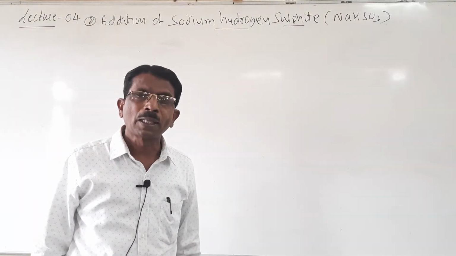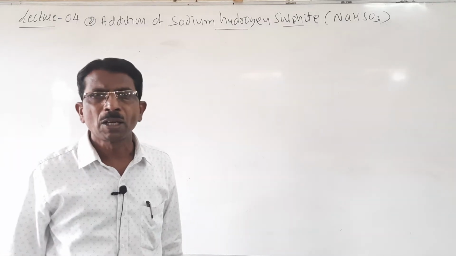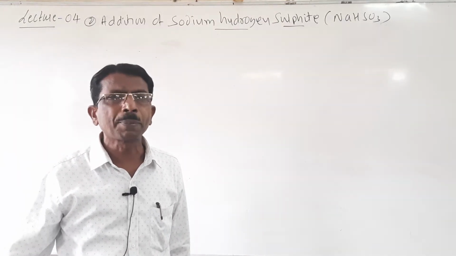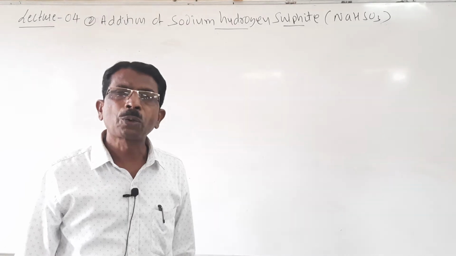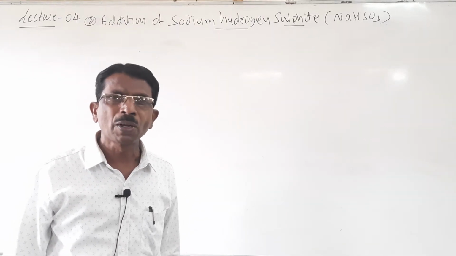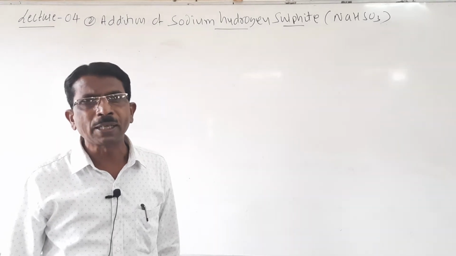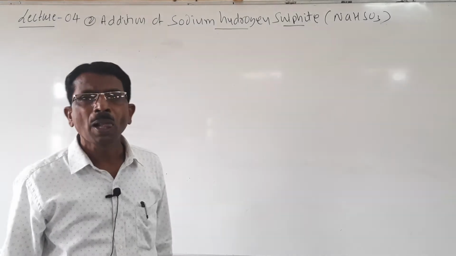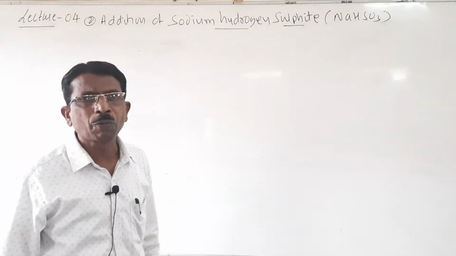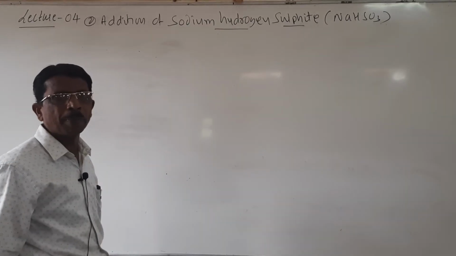Listen carefully. The lower members of ketones react with sodium hydrogen sulfite, forming an addition product, but higher members do not form due to steric hindrance. The steric hindrance is mainly due to the presence of bulky groups attached to the carbonyl group. So it hinders the addition of sodium bisulfite. So therefore lower members of ketones only react with this sodium bisulfite.